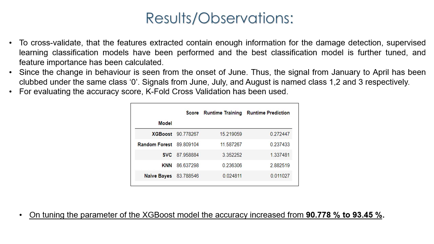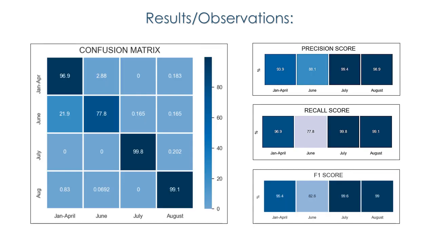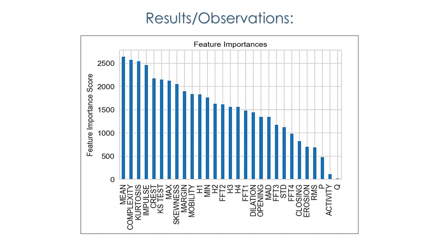From the table, we see that the XGBoost model has performed the best. So on further fine-tuning the parameters of the XGBoost model, the accuracy increased from 90.778% to 93.45%. Confusion matrix shows us what percentage of data is classified in which group, which we can see came to be very good. Also, we can see here that the precision, recall and F1 score for each class is giving a very satisfactory result. This is a feature importance plot. It shows how useful each feature is in predicting the class.